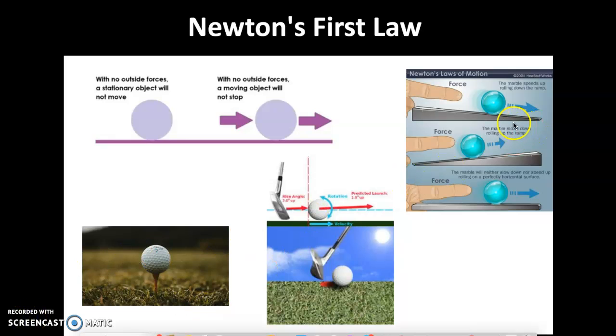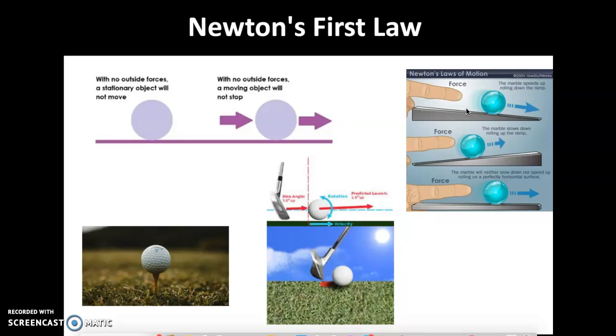We can see the image here represented by the marble that on a downhill slope, the marble will speed up rolling down the ramp, and therefore it will require less force because the movement of the ramp allows the ball to accelerate at a quicker rate. Whereas when the marble is trying to move up the ramp, because of the resistance and the force acting against it, we need to generate a larger force in order to push the marble up the ramp so it can continue to move.